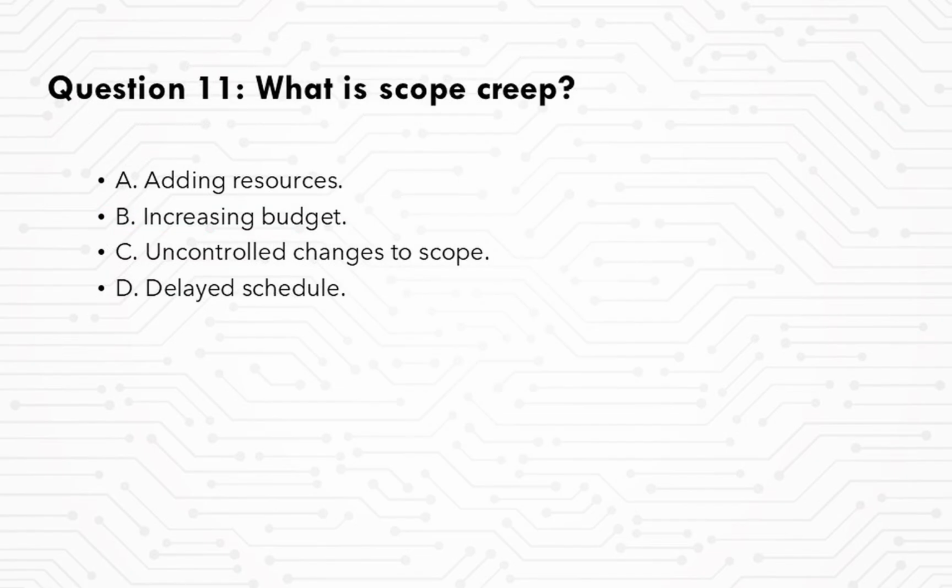Question 11. What is scope creep? A. Adding resources. B. Increasing budget. C. Uncontrolled changes to scope. D. Delayed schedule. Answer: C. Scope creep occurs when changes are made without formal control.